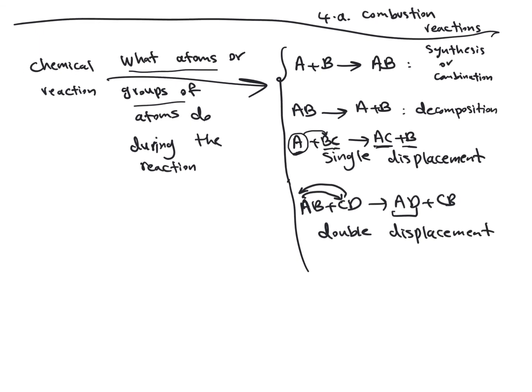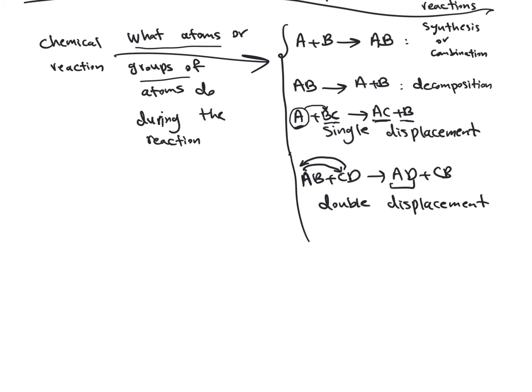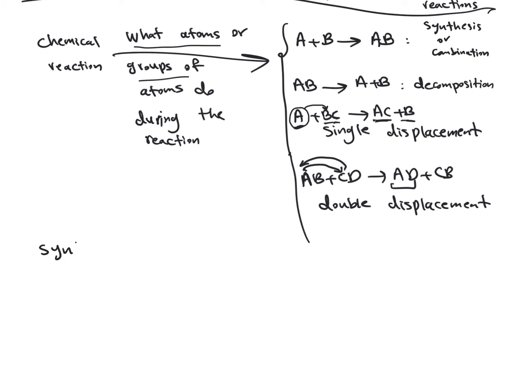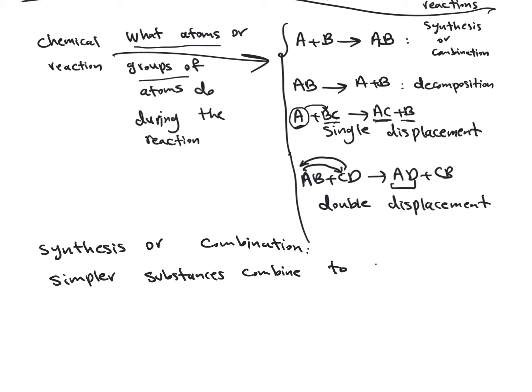So I'm going to write you the definitions really quickly. Synthesis or combination: simpler substances combine to form more complex substances. Is this clear what combination is? So we have simpler substances. They combine, they form more complex substances. Okay, is that clear?